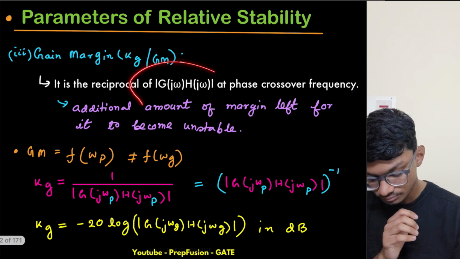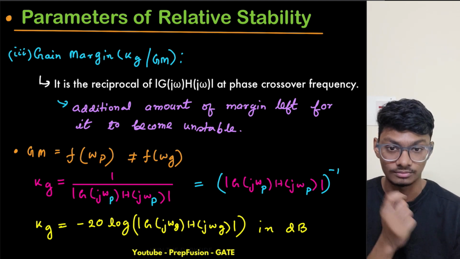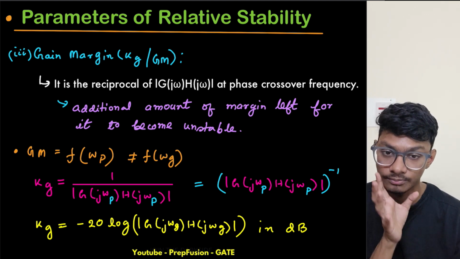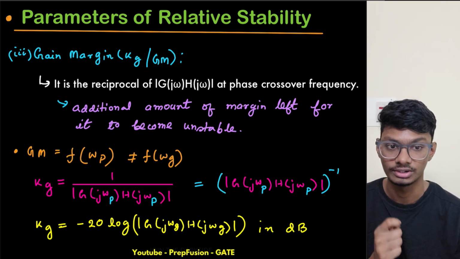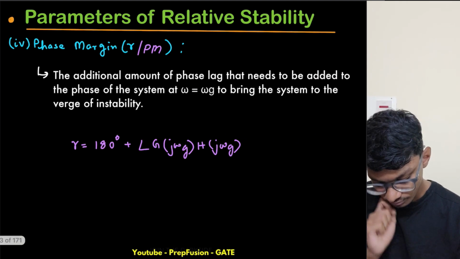And here my phase is minus 180, but if I make the gain of the system also 1, like the magnitude of the system also 1 at that point, then what will happen? My system will again become unstable. So yeah, this is basically it for this one.